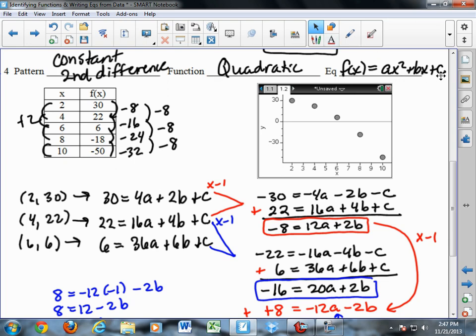So looking at my general equation, f of x equals ax squared plus bx plus c, there are 3 different parameters that I have to find, a, b, and c, which necessitates 3 equations. So I'm going to pick the first 3 points, substituting the x values in for x here and the y value in for f of x.